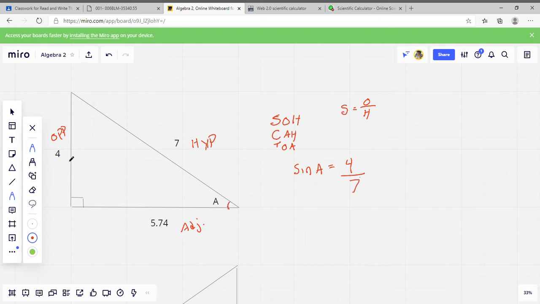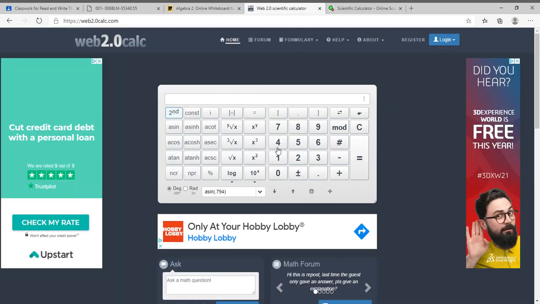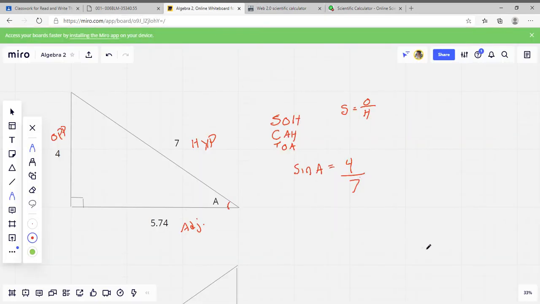So to figure this out, I'm going to go to my calculator and I'm going to say 4 divided by 7. And that is 0.5714, so we're just going to round to 0.57. Okay, so there's that one.